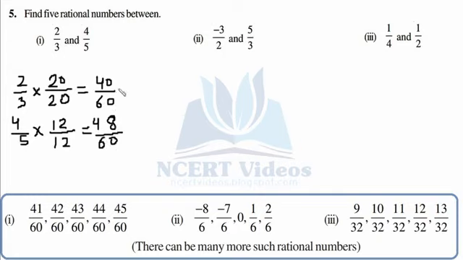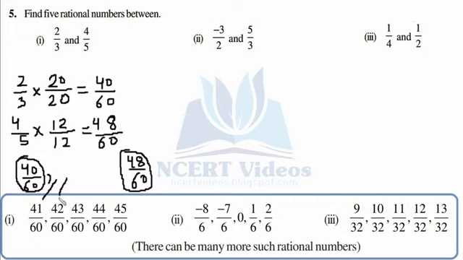We will not consider them. We have to write numbers between them. So obviously, our range is 40 over 60, and somewhere here it would be 48 over 60. These are the two extreme rational numbers between which we have to find the rational numbers. So another would be 41 over 60. It would lie somewhere here. Then we have 42 over 60, 43 over 60, 44 over 60, and 45 over 60. Then we could have 46 over 60, but since we have achieved 5 rational numbers, our answer is done.